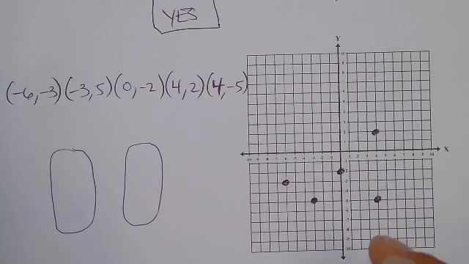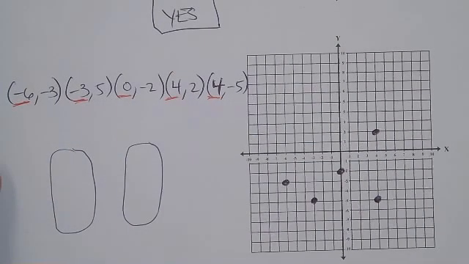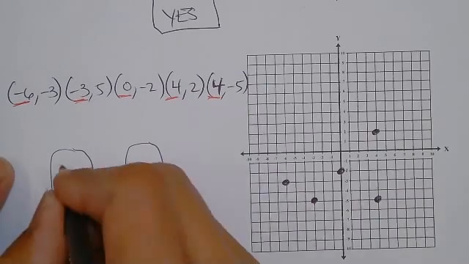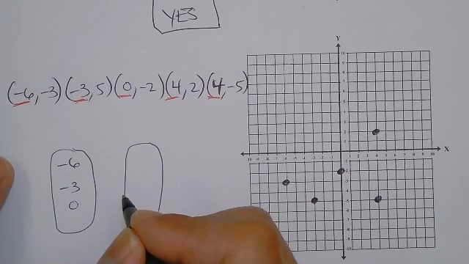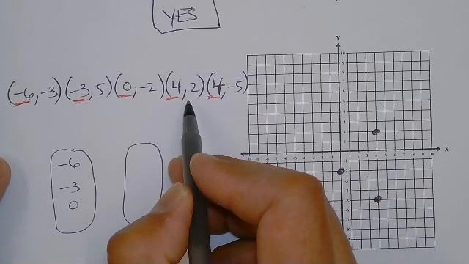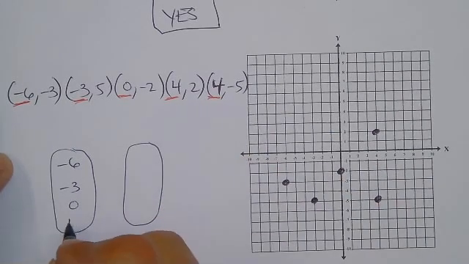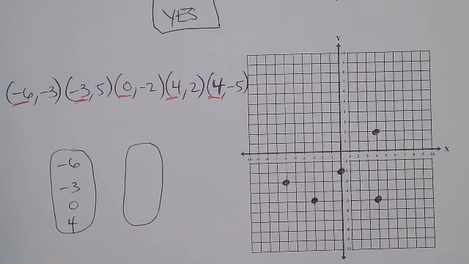We're looking at the same data here, the same relation, the same information, but it's presented in three different ways in this case. How would I do the mapping for this? Well, my domain are these numbers over here. My inputs are -6, -3, 0. And do you have to write a number twice if it appears more than once? No, you just write it once. So 4.